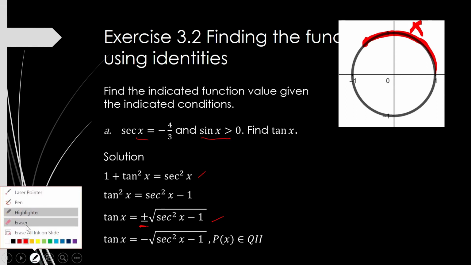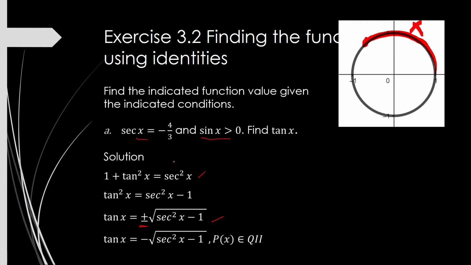Why are we sure that it falls in the second quadrant? Well, because in the second quadrant, secant, which is 1 over cosine, is negative, and sine of x is positive. There are no other quadrants where these conditions will be true. It is only true in the second quadrant. And so, from there, we can conclude that the tangent function in the second quadrant is negative because sine is positive, and cosine, the reciprocal of secant, is negative, and so sine over cosine is negative. So we will choose the negative square root.